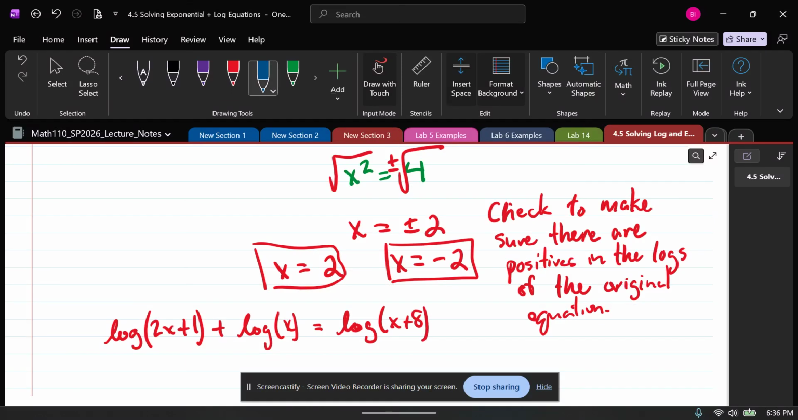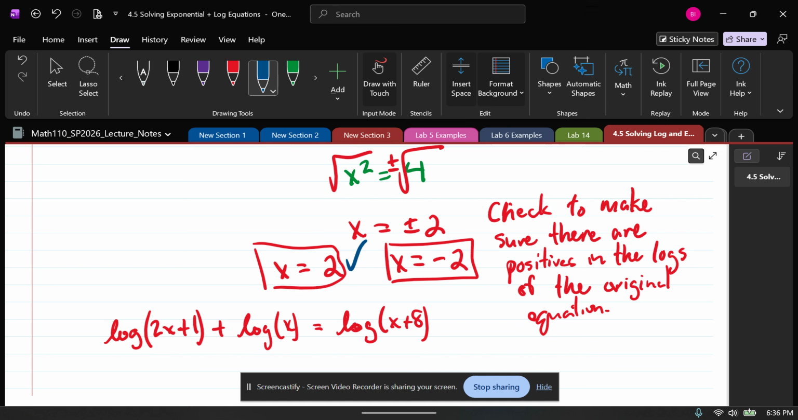I'm going to check the positive 2. Positive 2 times 2 is 4. 4 plus 1 is 5. That works. Positive 2 in there is a positive 2. That works. 2 plus 8, positive 10. That works. The positive 2 is a good answer.